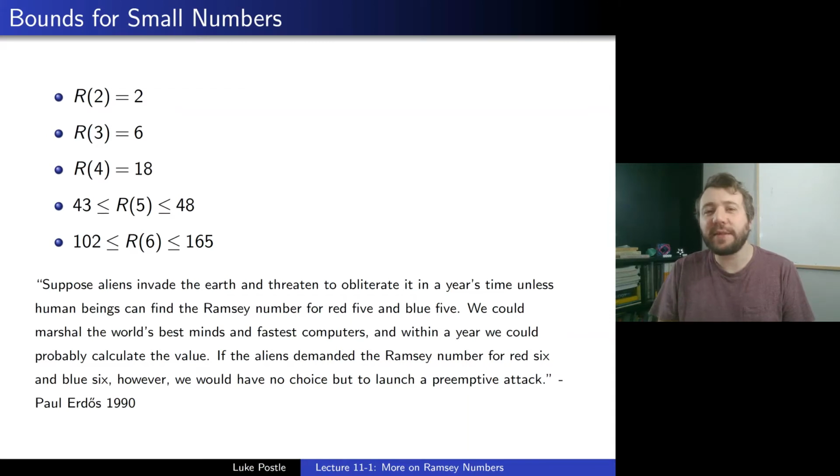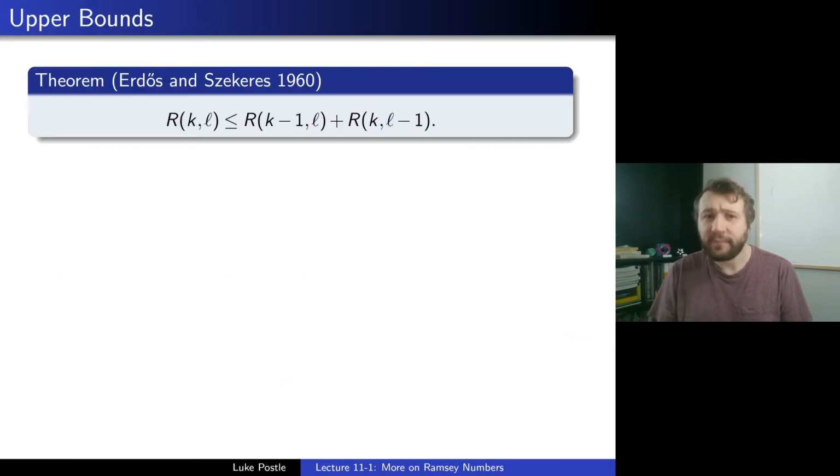So those are the bounds that are known for the small numbers, at least for the diagonal ones, R(k). What about generally? Last time we saw an upper bound. You can actually do slightly better. There's a theorem of Erdős and Szekeres, which says that R(k,l) is at most R(k-1,l) plus R(k,l-1).